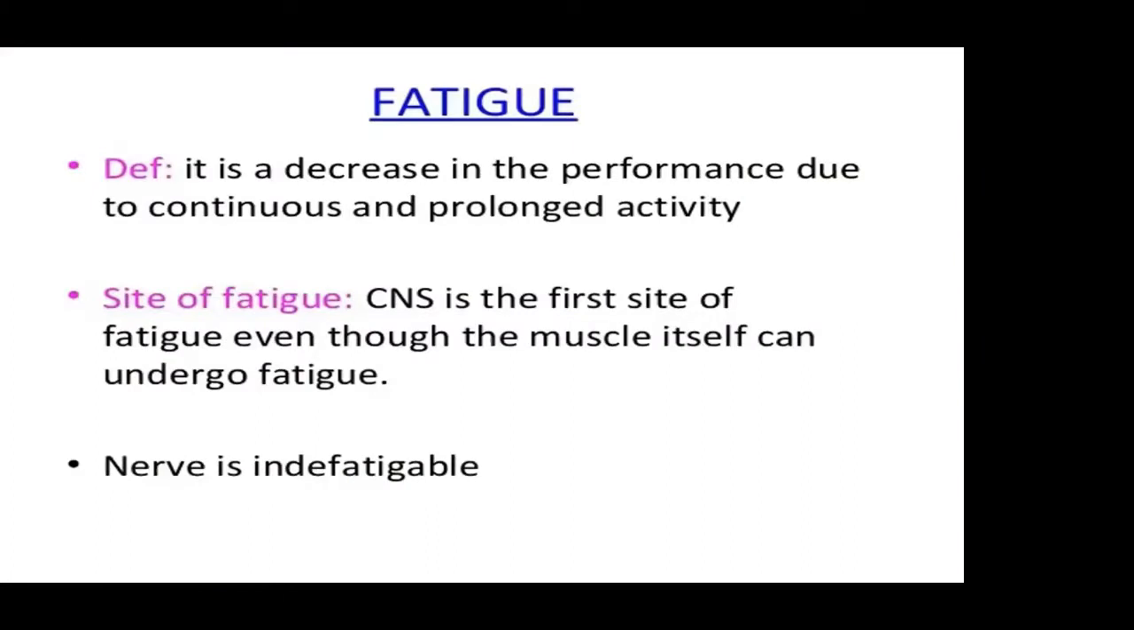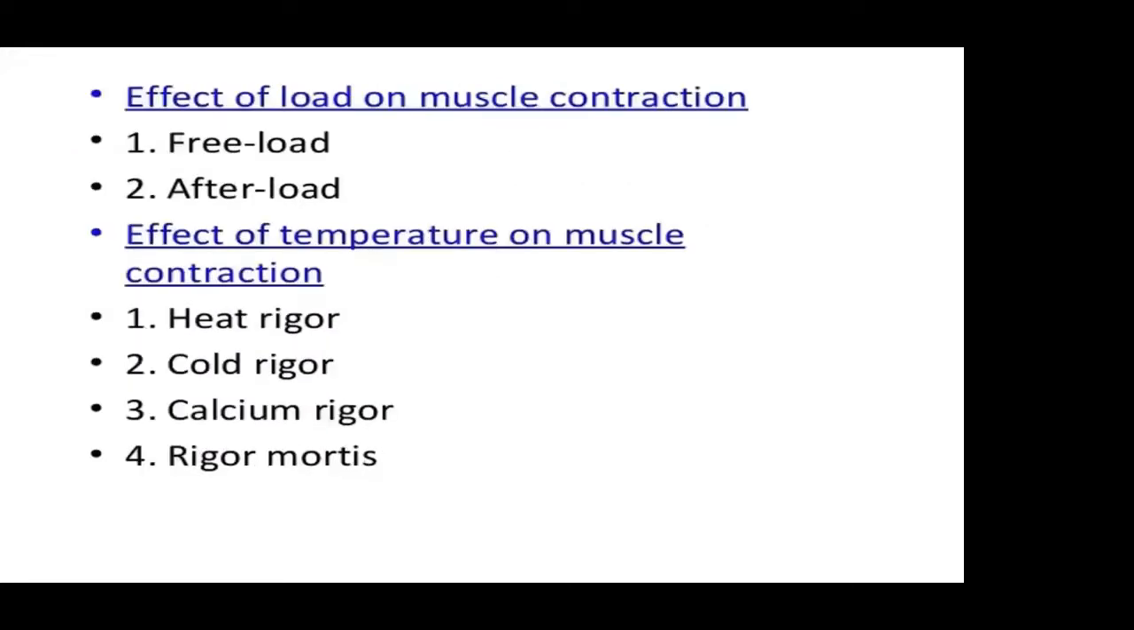So fatigue is the decrease in performance due to continuous and prolonged activity. In the CNS, the site of fatigue is the synapse, and in the muscle, it is basically the neuromuscular junction. So if you give rest to the muscle, after some time you will see the muscle will recover. Why does the fatigue occur?